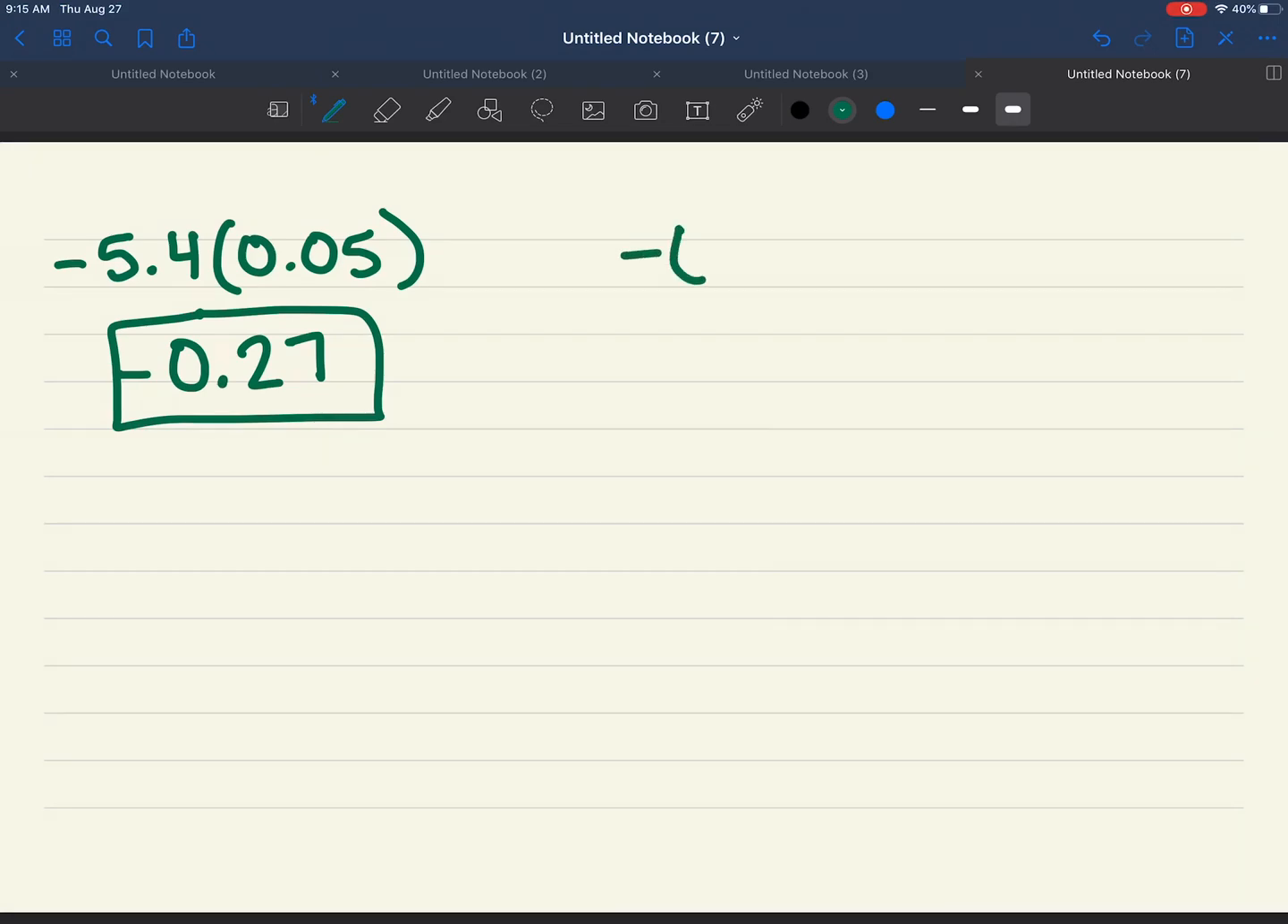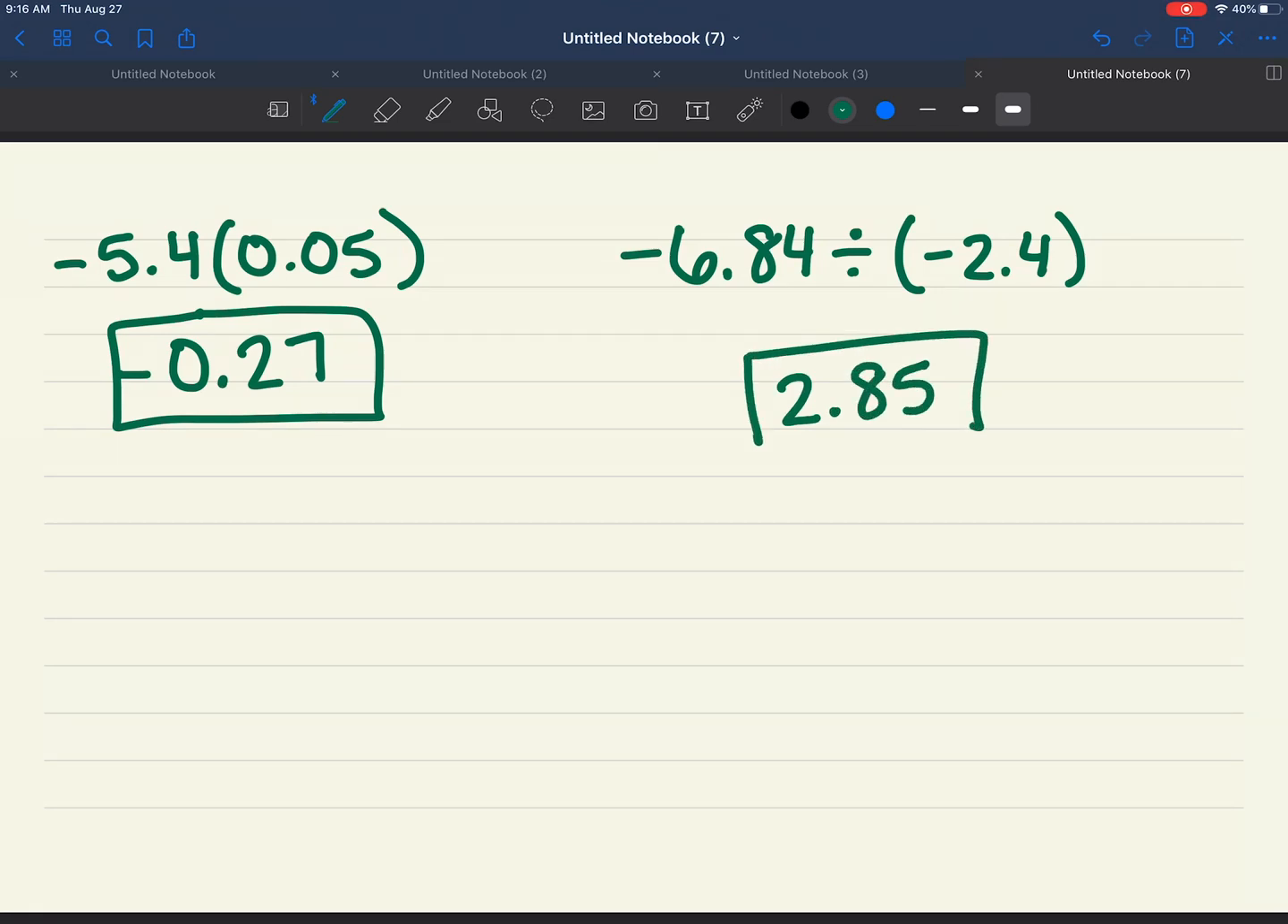All right, the other one we're going to do, negative 6.84 divided by negative 2.4. Now again, what do we know about our answer? Our answer should be positive. Positive what? 2.85. Okay? Simple enough, yes? All right.